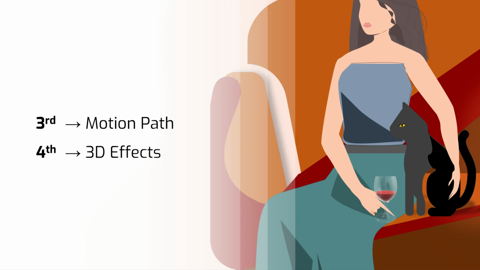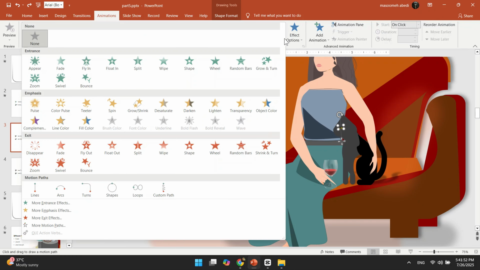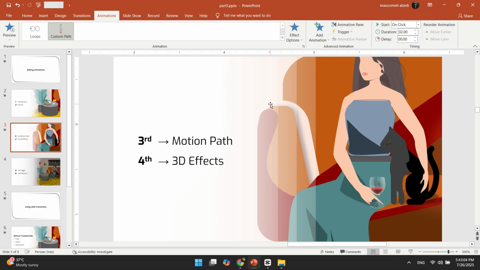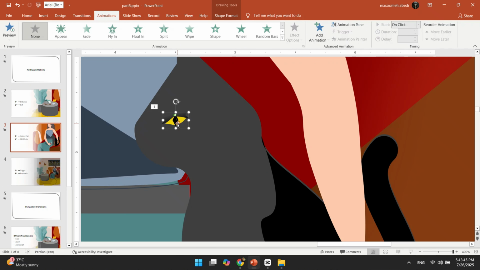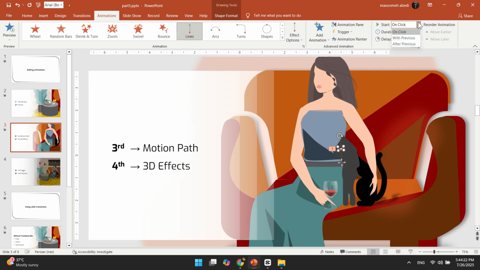In this slide, we are going to learn motion paths and 3D effects. I want to make the cat blink. So at first, select the eyelid, then in the Animation tab, Motion Paths, choose Custom Path. This lets you draw any path. Also, by right-clicking on the path and then Edit Points, you can fix it. And then in the timing part, I click on With Previous to start automatically.